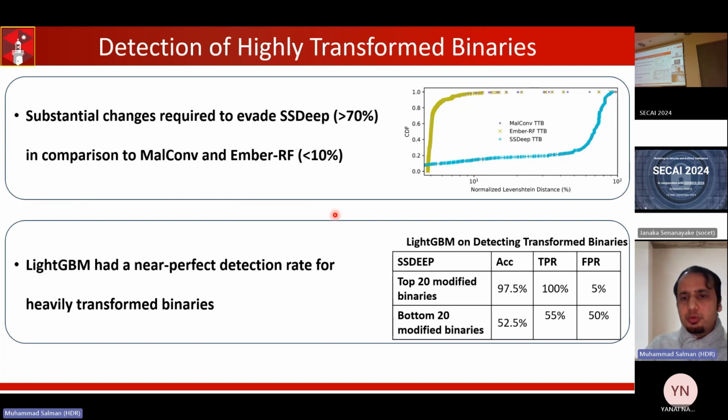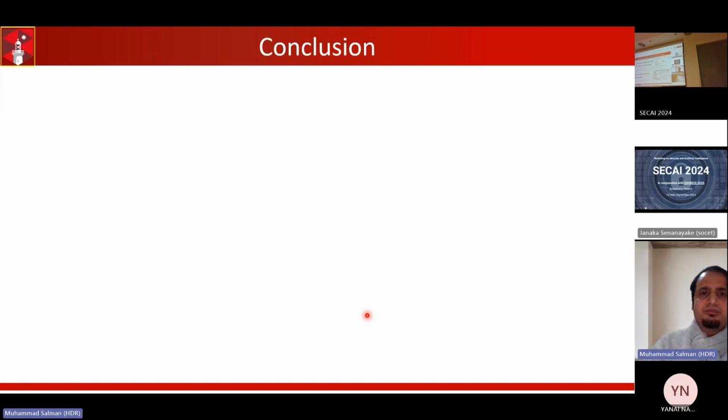So we selected the top 20 modified binaries and the least 20 modified binaries. On the top 20 modified binaries, we can see that MalConv had a near perfect detection rate of 97.5%, while on the least modified binaries, the detection rate dropped significantly to 52%. So this verifies our claim that highly transformed binaries generate a new signature which can be easily detected by a highly trained machine learning model.